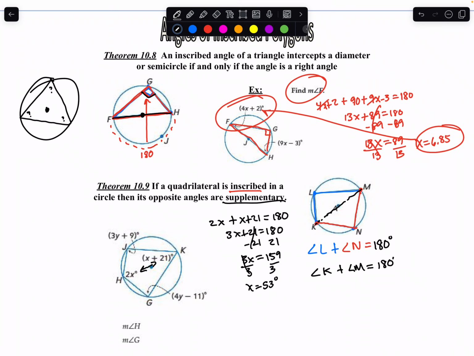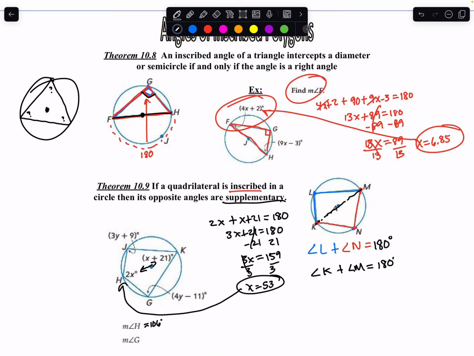So if I wanted to find the measure of angle H, I would just take x, sorry, not 53 degrees, it's just 53. I can take the value of x, plug it in for H, 53 times 2, and I get 106 degrees.